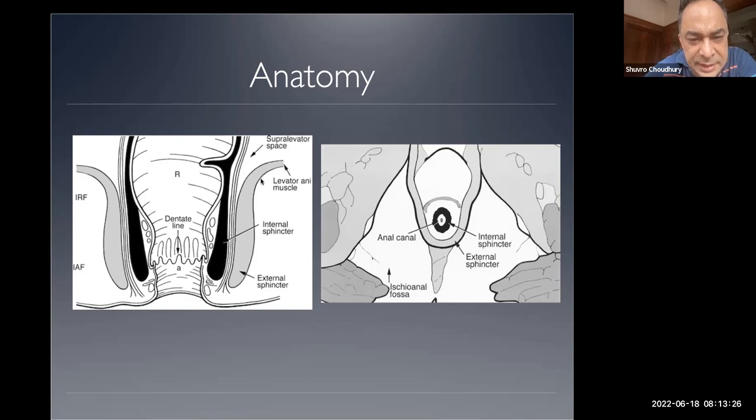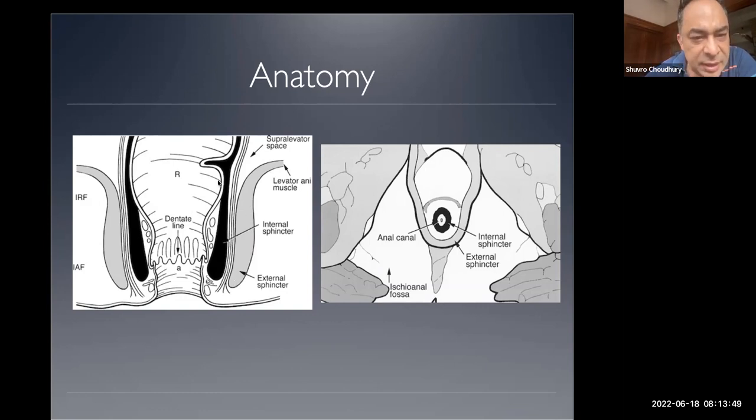Then you've got the levator plate from both sides coming, condensing around the puboanal sling, which will be like this. And then it will continue down as the fibers of the external sphincter. It has superficial and deep parts, but basically the gray is the external sphincter. So this is the muscle and the sphincter anatomy.